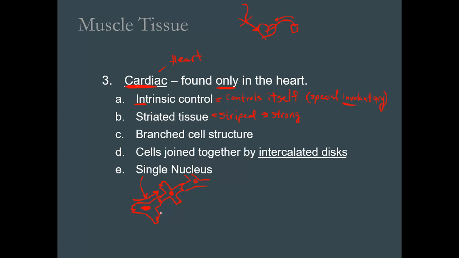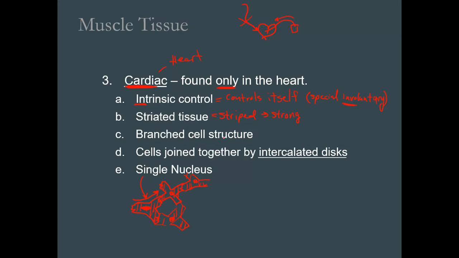So then the next cell over here would, oh, I'm going to totally mess this up. Oh, wow, I messed that up horribly. Ooh, man. Okay, there we go. That's better. So there'd be another cell here. And of course, they're striated, so they all have stripes. So they're all super stripy and strong. But the whole point is this branched cell structure.